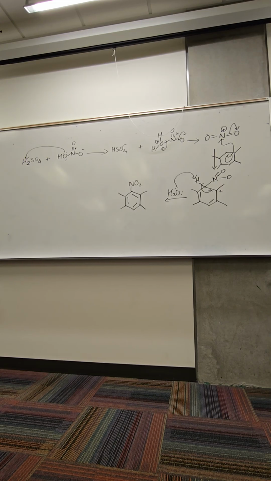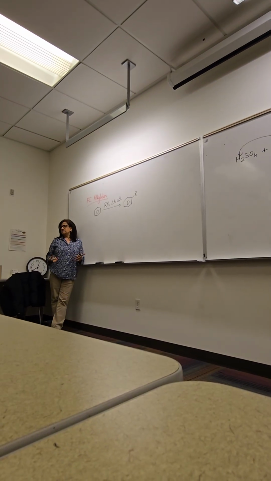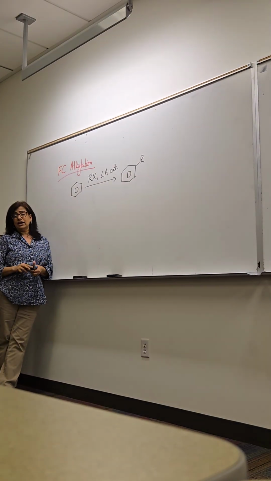This is the reaction where benzene can be converted into alkyl benzene. The reagents needed for this are an alkyl halide with a Lewis acid catalyst. Just like halogenation, do you guys remember? We have to use a Lewis acid. Similarly, we need a Lewis acid catalyst.